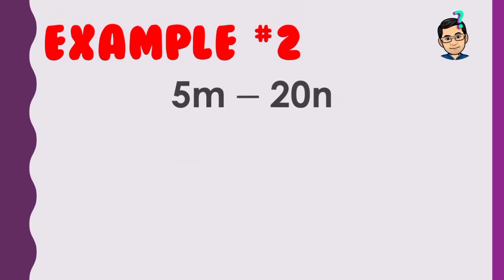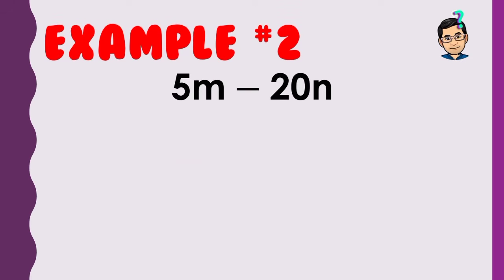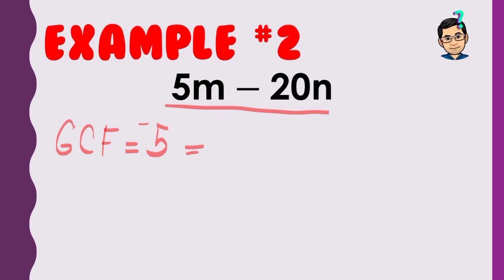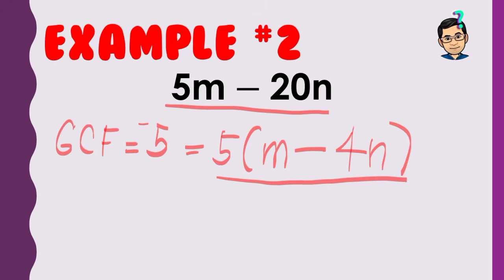Next, example number 2, we have 5m minus 20n. So, dito, pareho na silang may variable. However, magkaibang variable sila. Yung isa m, yung isa n. So, ano ang GCF ng 5 and 20? That is 5. Now, 5m minus 20n divided by 5. 5m divided by 5. That is only m. Minus 20n divided by 5. The answer is 4n. So, this is the factored form of 5m minus 20n.